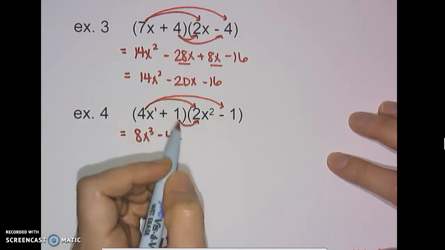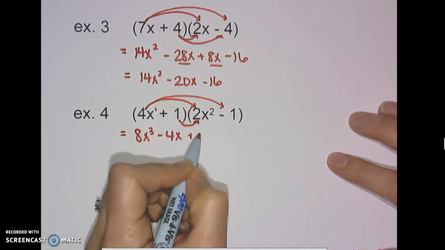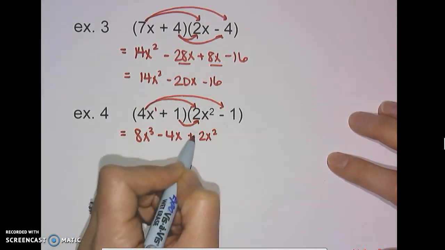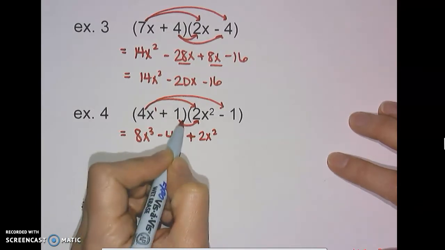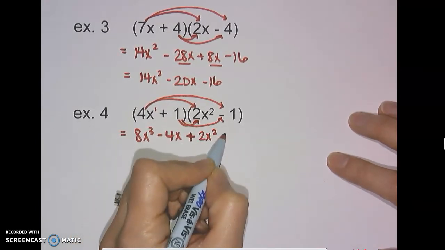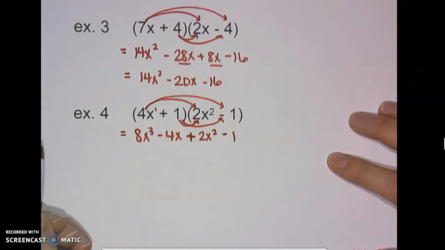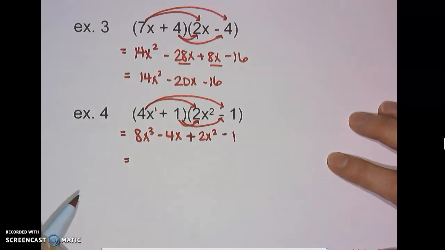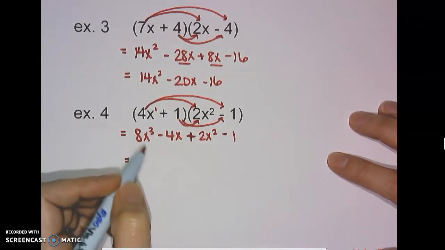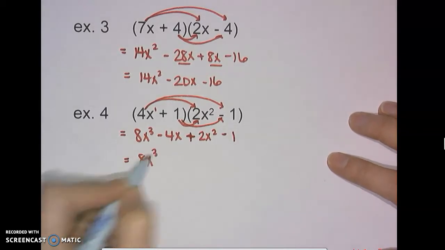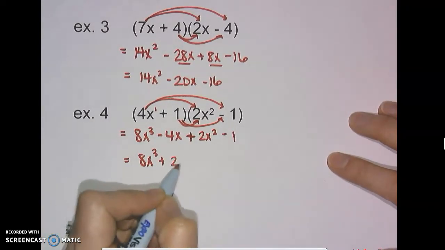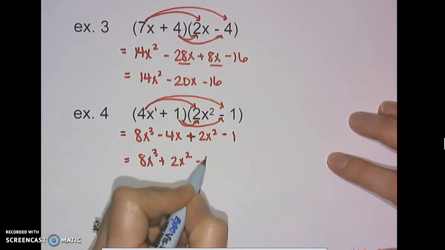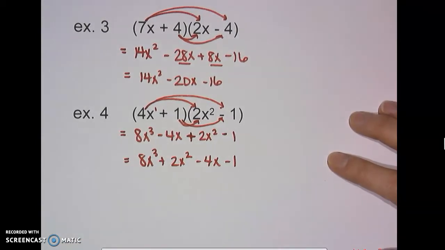1 gets distributed to 2x squared, which would give us 2x squared. 1 gets multiplied to negative 1 and gives us minus 1, or negative 1. So we're going to combine like terms, write it in standard form. Here we go, highest exponent, so we have 8x to the third, plus 2x squared, minus 4x, and then minus 1 is our answer. Okay?